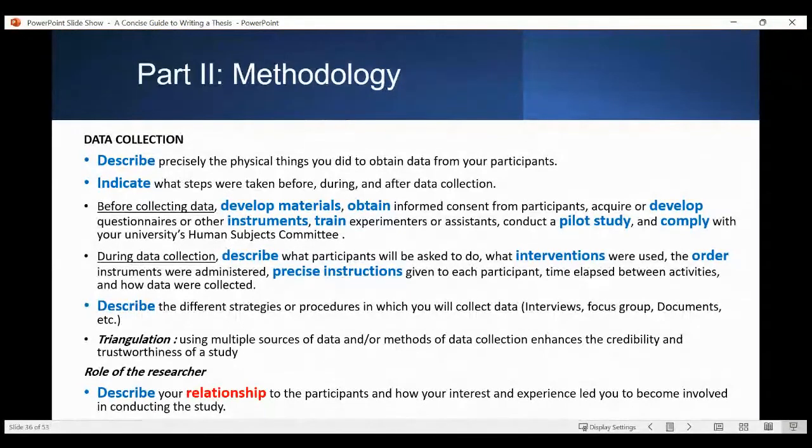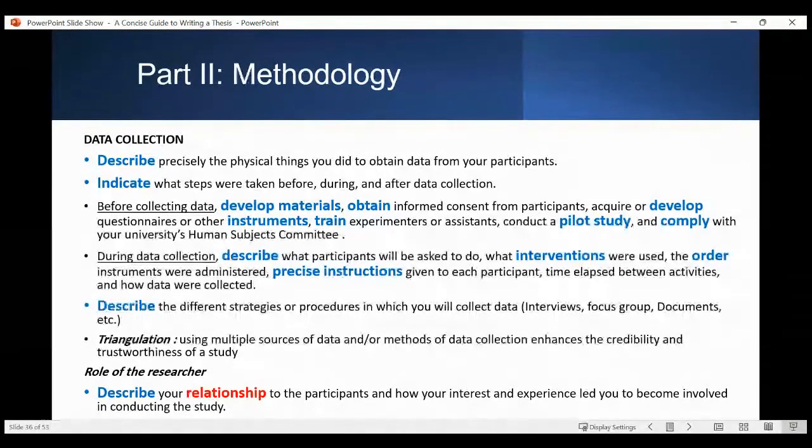During the data collection, describe what participants will be asked. If you have interventions, talk about the intervention. Instruments, talk about them in a more detailed way. Instructions given to participants. Time elapsed between activities. For example, if you ask your students to do an activity, talk about the time, the administering of the activity, you need to talk about it.